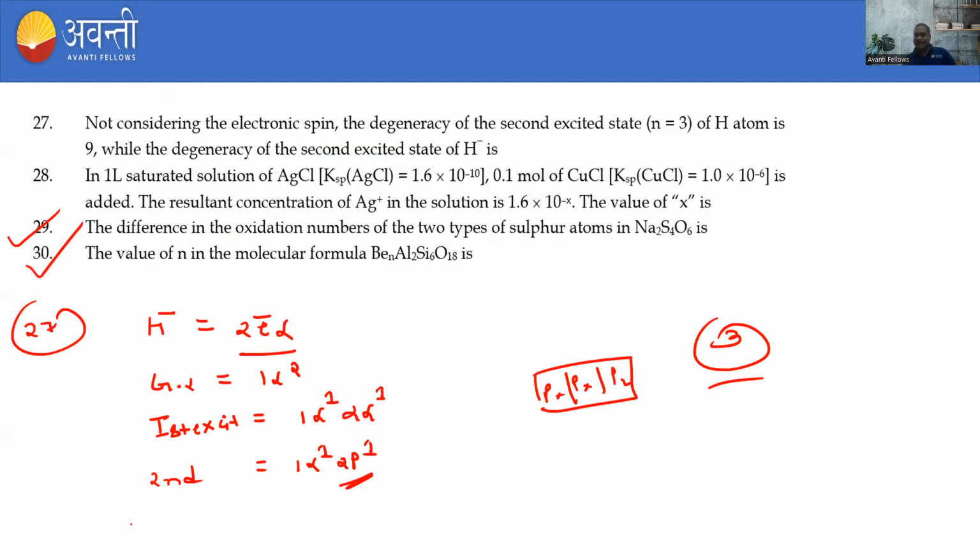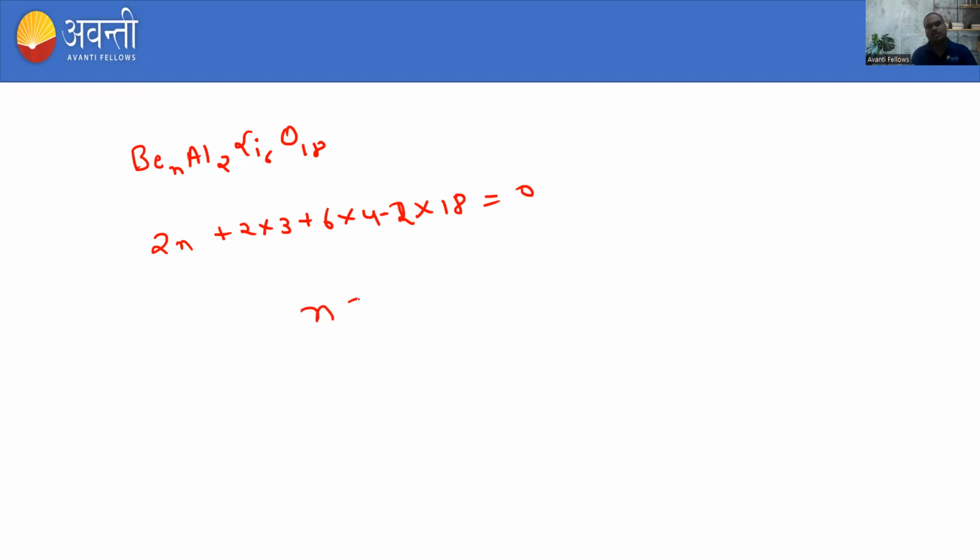चलो, the last question is the value of n in the molecular formula BenAl2Si6O18, right? So let me solve this question. So we have Ben and this is Al2, Si6 and this is O18, right? In this we need to calculate the value of n. So this is 2n plus 2 into 3, we all know 6 into 4, कार्बन की वैलेंसी 4, सिलिकॉन फैमिली वैलेंसी 4 होता है ना, minus 2 for oxygen into 18 is equal to 0. So on solving you'll get n is equal to 3. So this is the correct way.